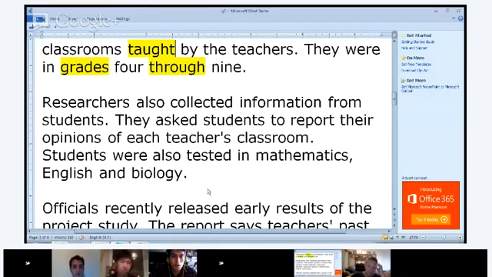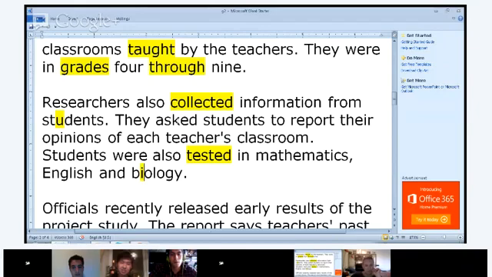Researchers also collected information from students. They asked students to report their opinions of each teacher's classroom. Students were also tested in mathematics, English, and biology. Okay, good. Biology. Okay, great.